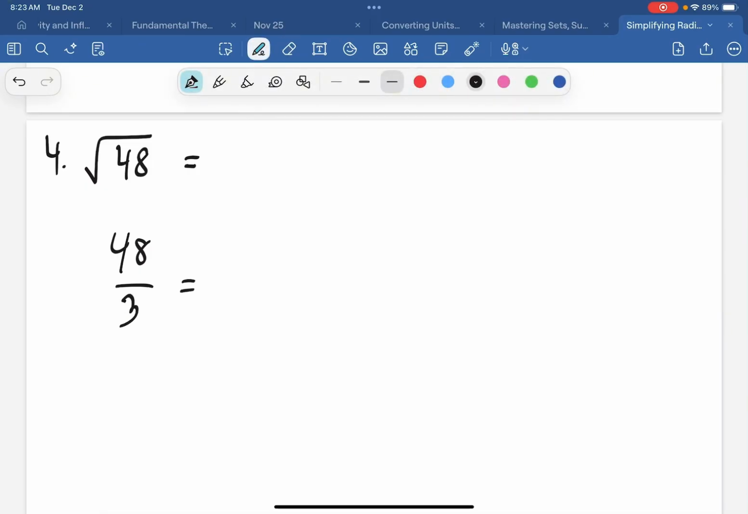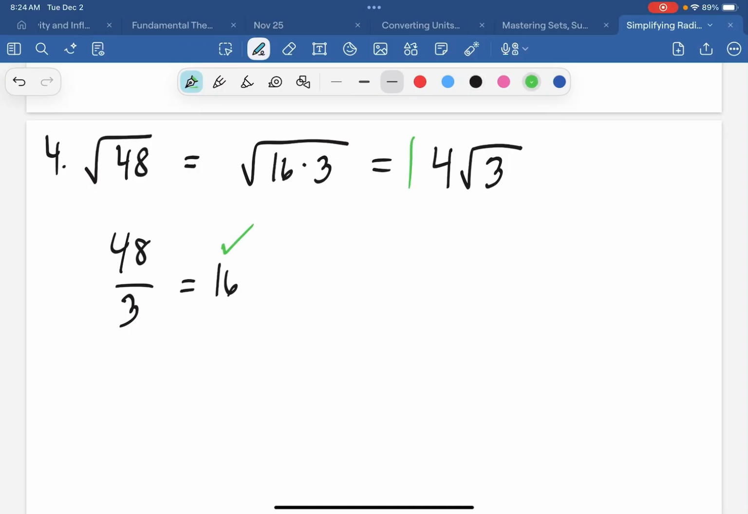So let's use other numbers. Divided by 3. So 48 divided by 3 is 16, which is a perfect square. So we could use this one. So basically this is 16 times 3. And again, the square root of 16, let's just have the principal root, is 4, and leave the non-perfect square inside the radical symbol. So the answer for the square root of 48 is 4 square root of 3.